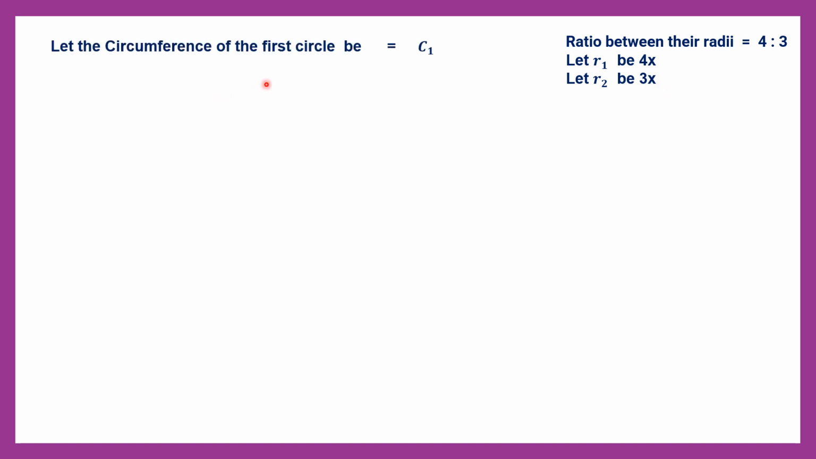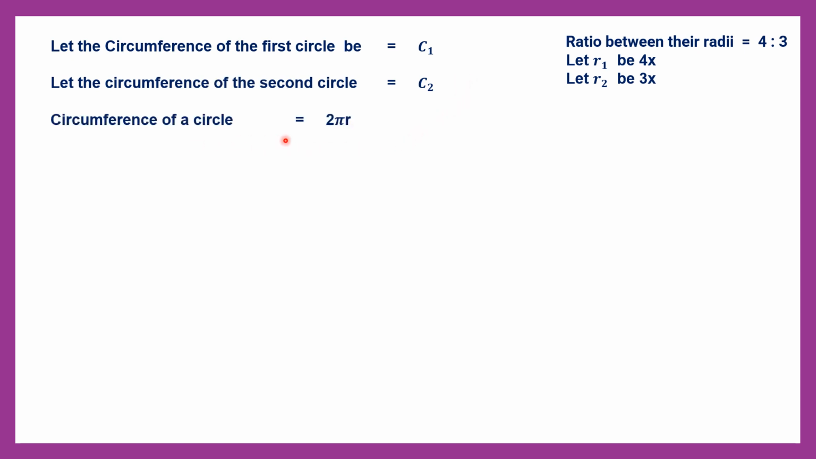Similarly, let the circumference of the first circle be C1 and the circumference of the second circle be C2. Now what is the formula to find the circumference of a circle? The formula is 2 pi r. That means the circumference of the first circle, that is C1, will be 2 into pi into r. 2 into pi into the first radius r1, which is 4x. We say let it be 4x.